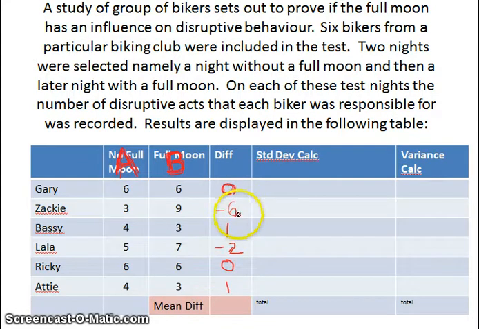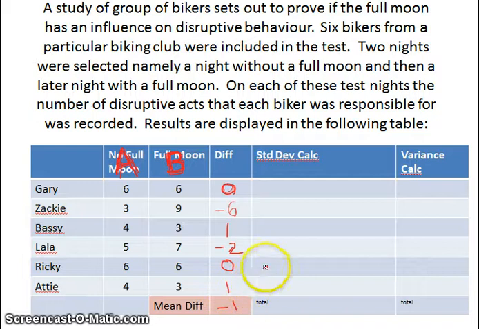So this would be minus 5, minus 7, minus 6, and you divide. What I did is I added all of that up and I came up with a total of minus 6, and I divided by the 6 individuals, so my mean difference would be minus 1.